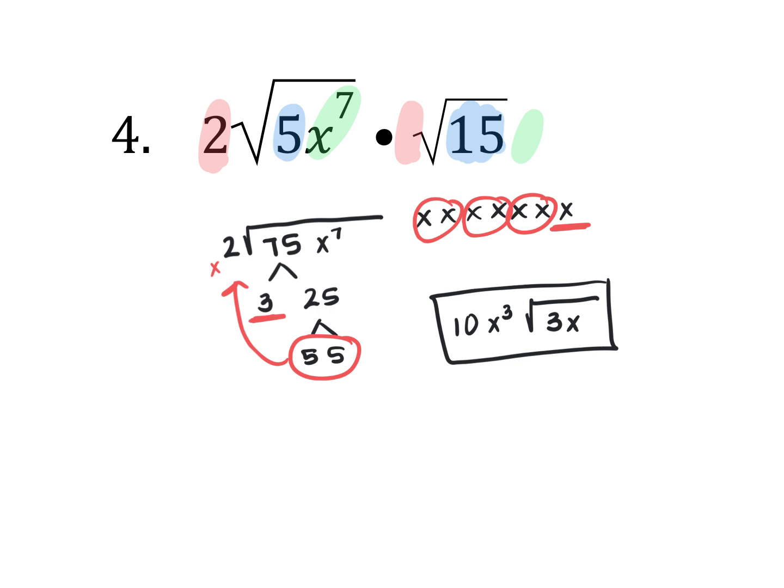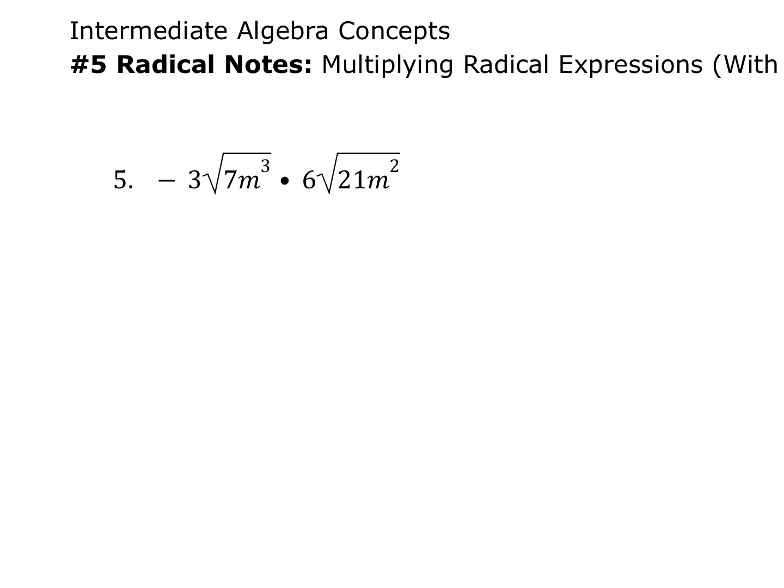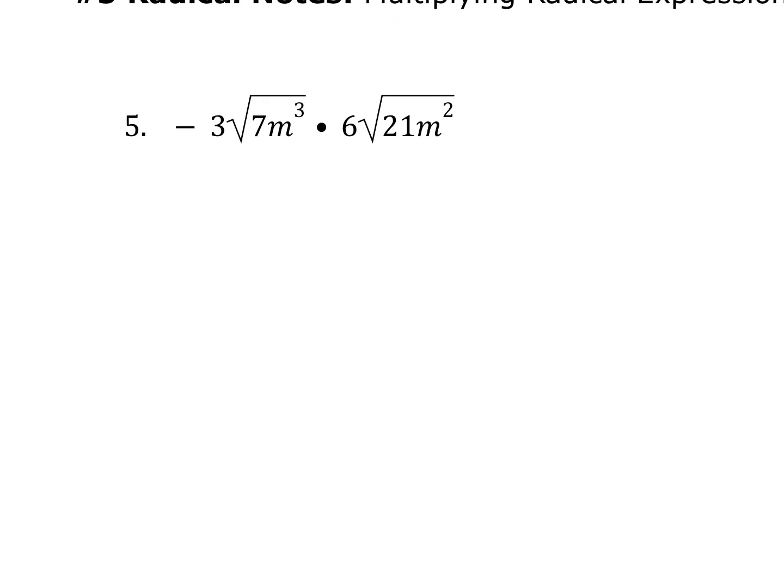All right, let's switch over to the back side to number 5. Okay, just like the other ones, we're going to look at our coefficients. Coefficient on this side is -3 and a 6. -3 times 6 is going to give me a -18 for my coefficient. Then I'm going to use my radical and do what's underneath. So when I look at what's underneath, I have a 7 and I have a 21. So I'm going to multiply 7 times 21, and that's going to give me 147.